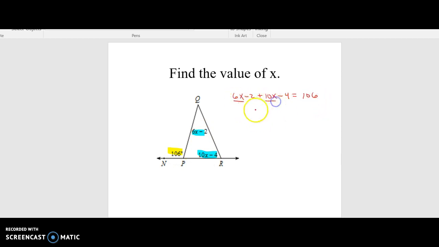So when I combine like terms, 16x minus 6 equals 106. Now I can solve for x. Add 6 to both sides. 16x equals 112. Divide by 16. And you get x is equal to 7.